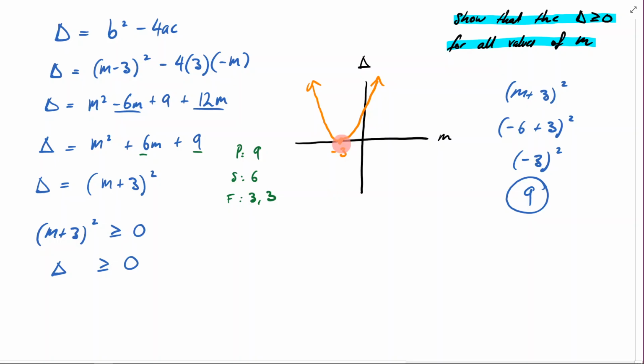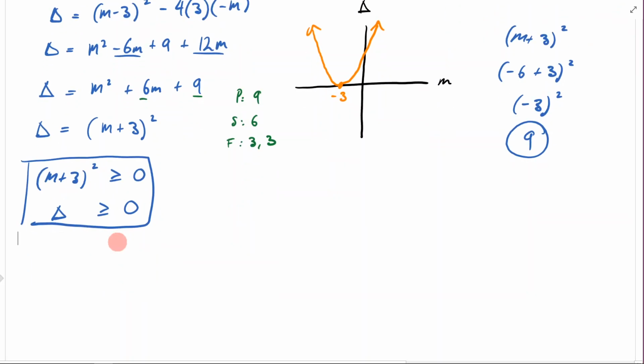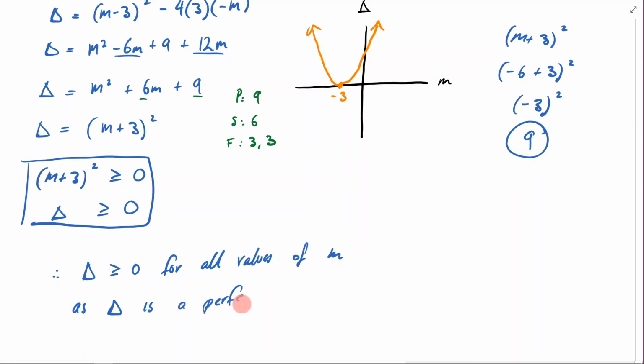But at the end of the day, what you need to recognize is this. This is the important part right there, that I'm always going to be greater than or equal to 0. So to finish this off, I'm going to say, therefore, the discriminant is greater than or equal to 0 for all values of m, and then I'm going to add on, as the discriminant is a perfect square. And that is just a nice little summary. So the discriminant is greater than or equal to 0 for all values of m, as the discriminant is a perfect square. And you can see the working out there.